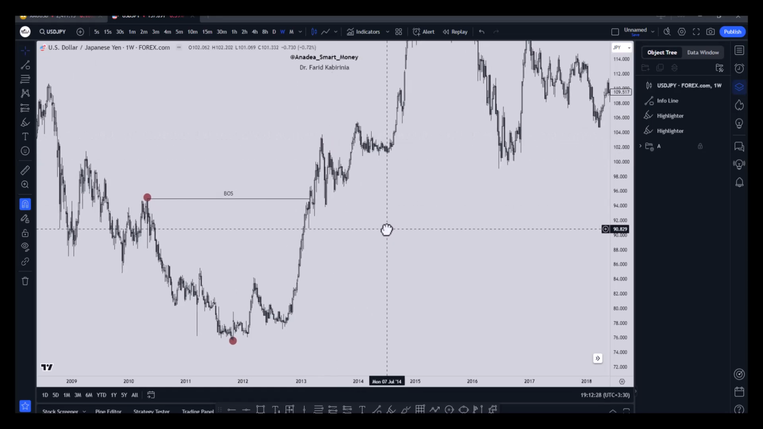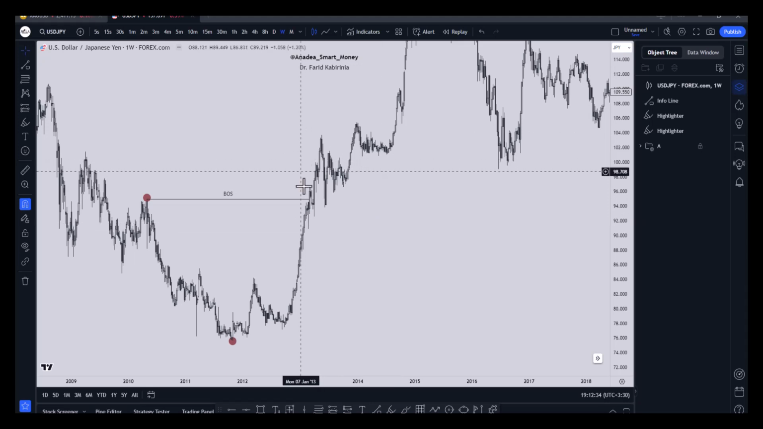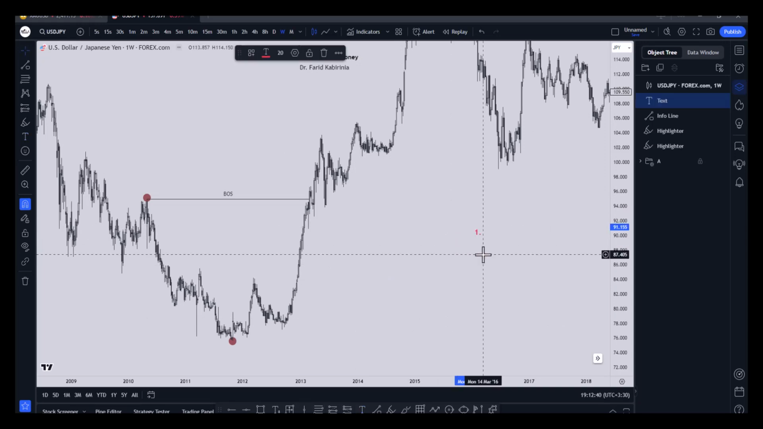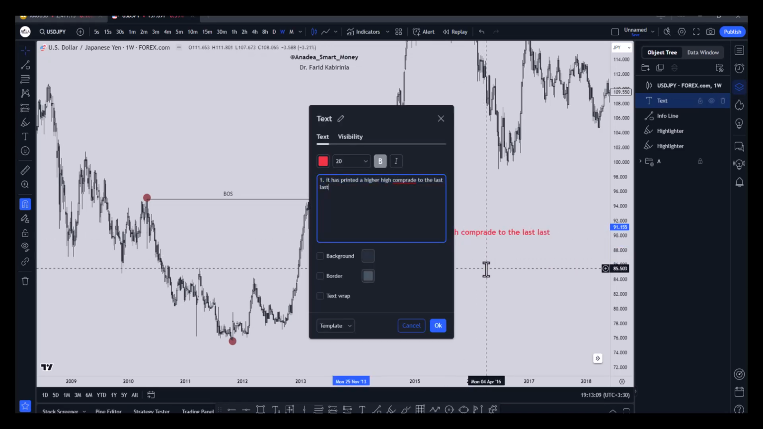I'm going to look for a point where it has taken out valid demand. Valid demand, in my opinion, has three features. One, it has printed a higher high compared to the last high with body closure. I'm going to explain it to you in a little bit.